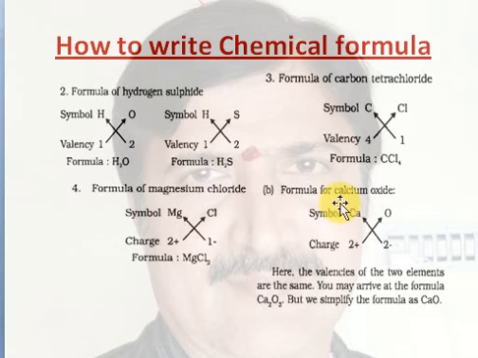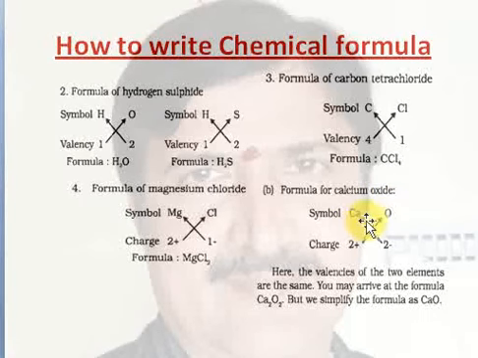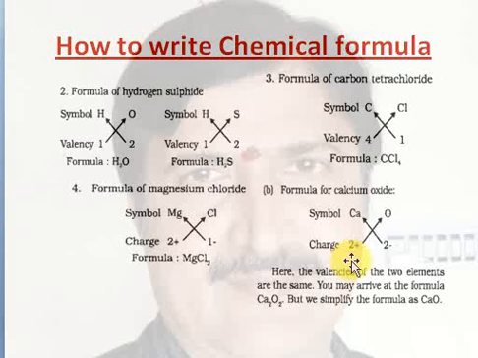Now let us study how to write the formula of calcium oxide. The symbol of calcium is written as Ca, and oxide as O. The valency of calcium is 2, and the valency of oxygen is 2. Since both are common, taking the common factor out, we get CaO.